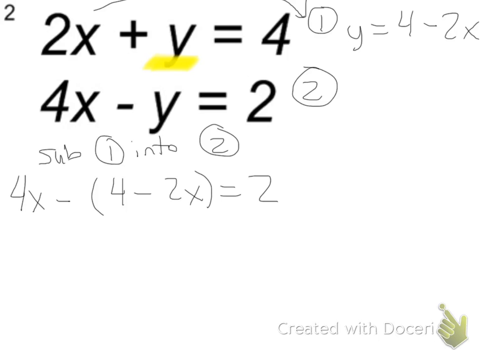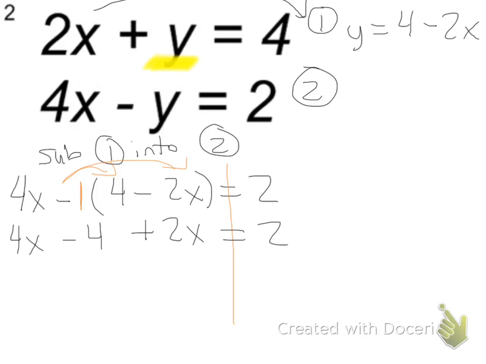Now we go on to solve. Draw a line, distribute the negative sign, copy the things that don't need to change. So the 4x is not changing, equals 2 is not changing. But for the negative, you can even put in a negative 1 if that helps. So you remember, it's negative 1 times 4, which is negative 4, and negative 1 times negative 2x, which is positive 2x.